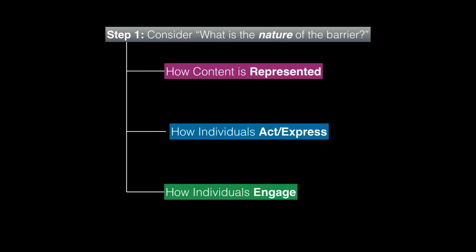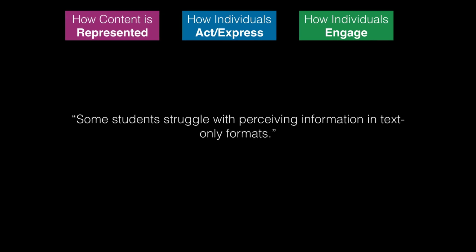In UDL, we suggest that there are three broad types of barriers. Barriers in how content is represented, in how individuals act or express themselves, or in how individuals engage with the learning or the learning environment. For example, if we look at this barrier, some students struggle with perceiving information in text-only formats, a very real and common barrier. The first thing I would ask is, which of the three domains is this barrier existing within?